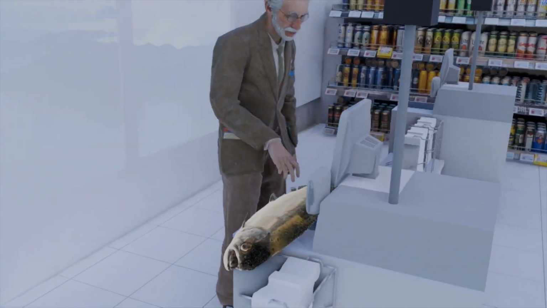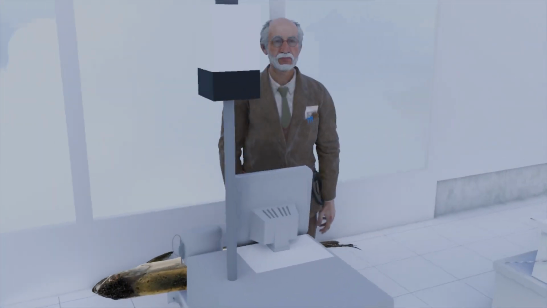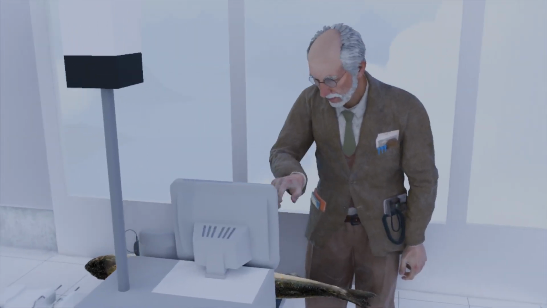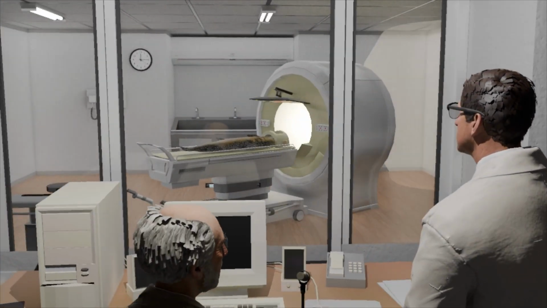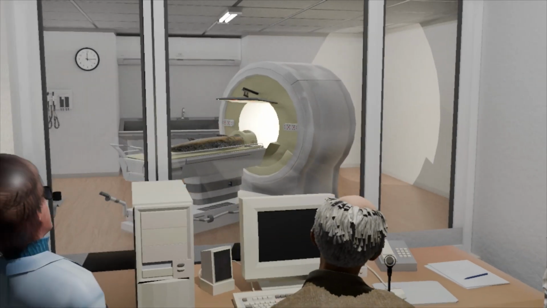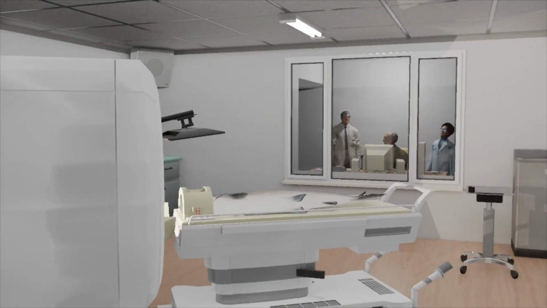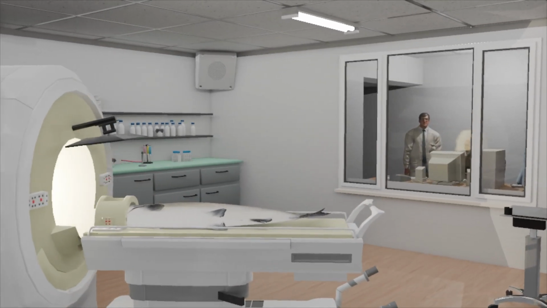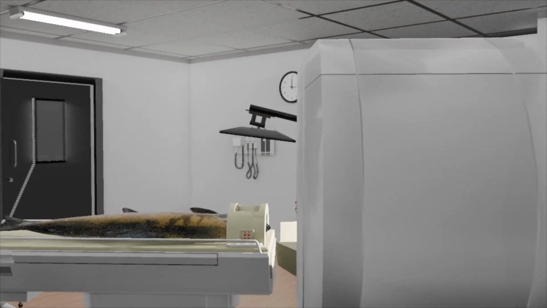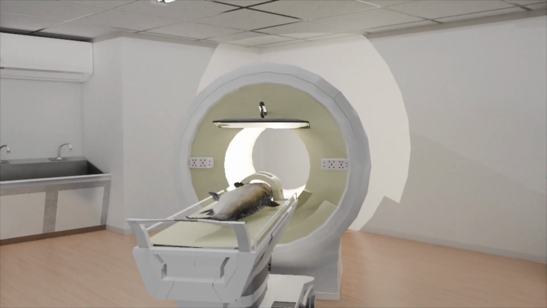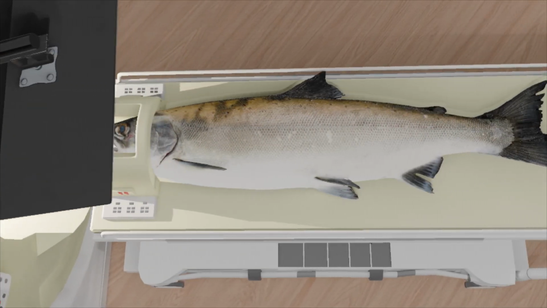On a Saturday morning in 2009, researcher Michael Miller picked up a freshly caught salmon from his local supermarket. Miller and his colleague Craig Bennett work in the psychology department at UC Santa Barbara. Today, they are training one of their research assistants on how to properly perform functional magnetic resonance imaging, or fMRI, procedures using the dead salmon as a test subject.